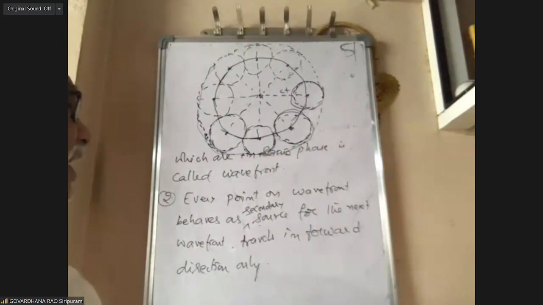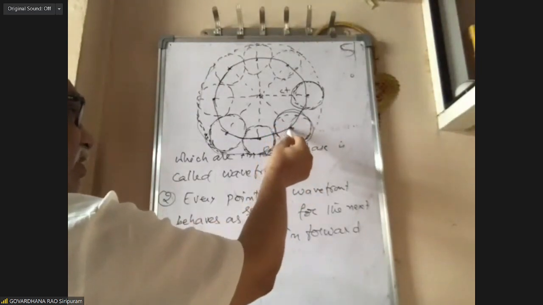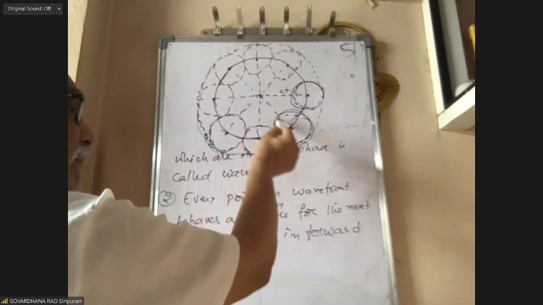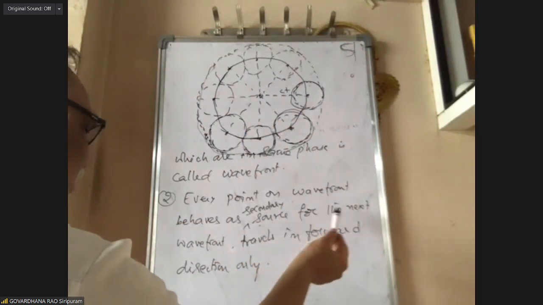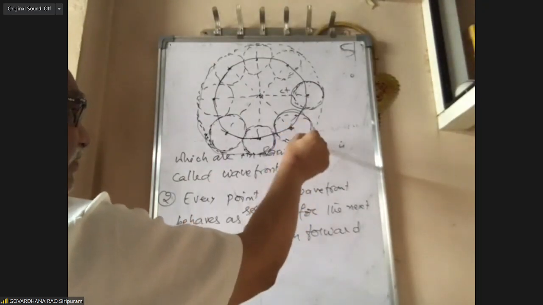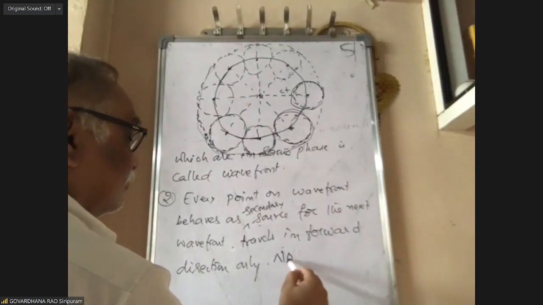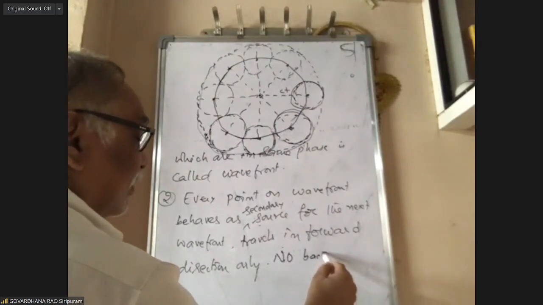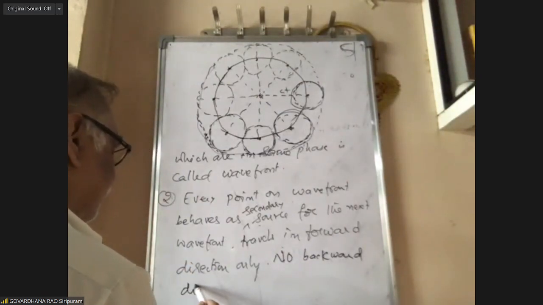And he told that the part of this wavefront, this wavelet, cannot travel in what direction? Backward. See, it behaves as a secondary source for the next wavefront, travels in the forward direction, no backward direction.